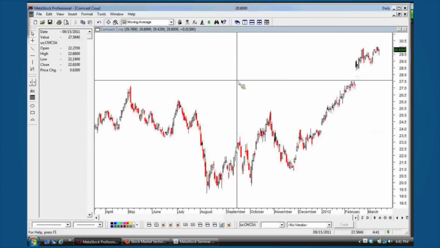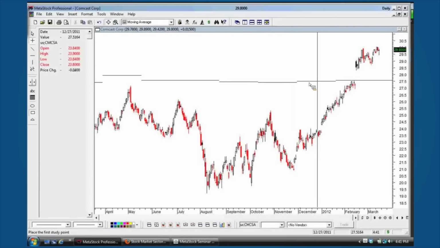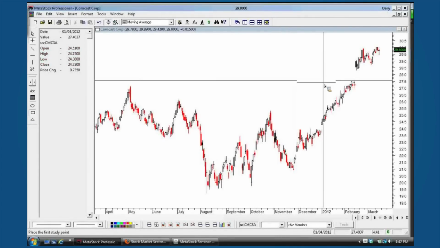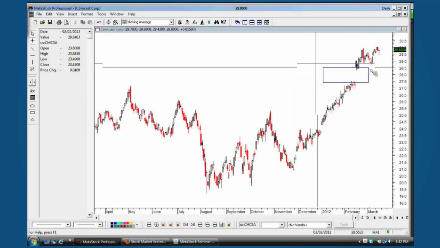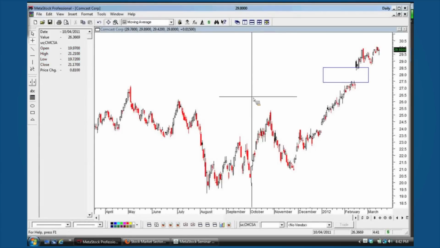Comcast? Now there's an interesting story that we can talk about at another date. Because we can look at this area here, and we can see, look at this, my friends, that there is a gap to be filled. 92% of the time, those gaps are filled. So what do you do in a situation like this? Do you get in now, or do you wait?